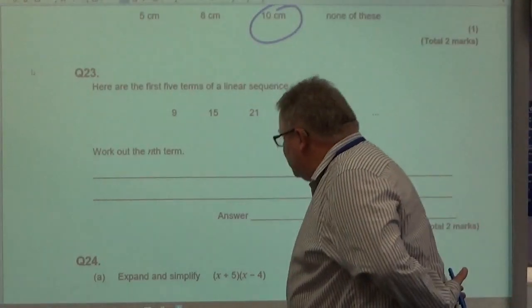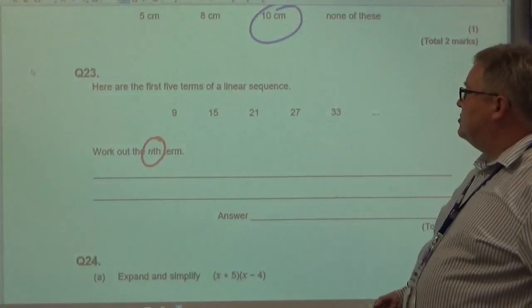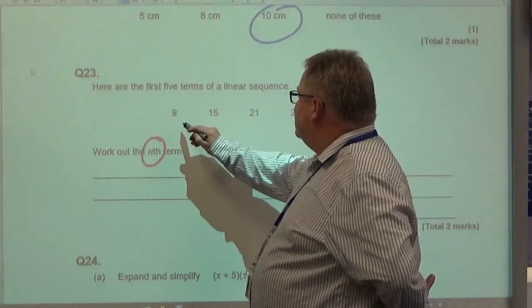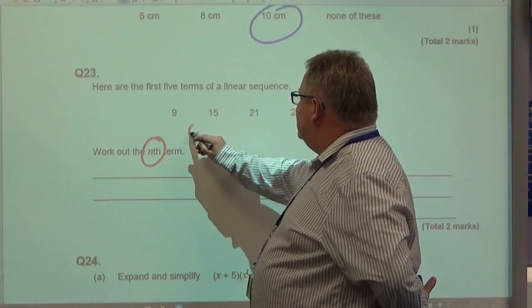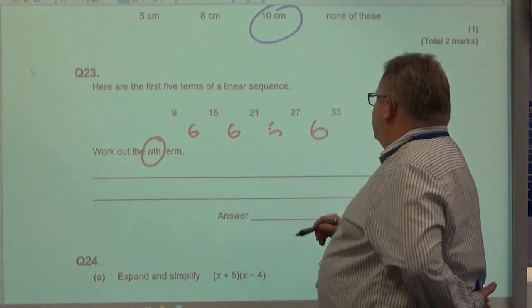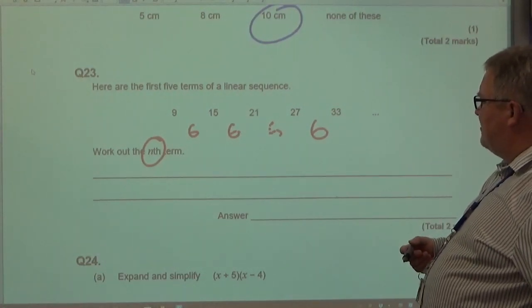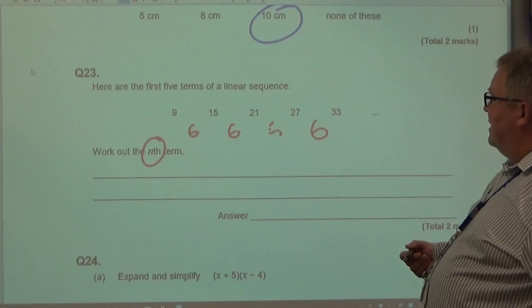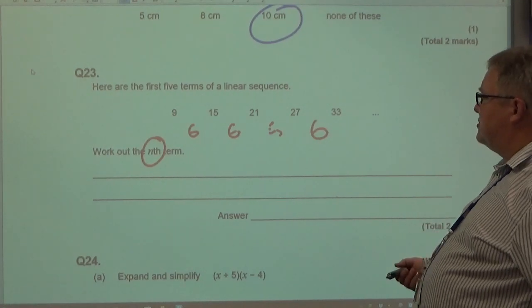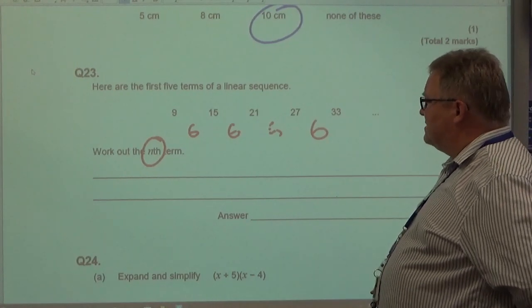Now, with this one, as soon as we see nth term, it's going to be in terms of algebra, and I'm looking at this and thinking, well, the difference between this is 6 here, difference of 6, difference of 6 there. So that's fairly straightforward arithmetic progression. Arithmetic and geometric progressions came up in the other one, so it's unlikely you're going to be asked to name that sort of thing.